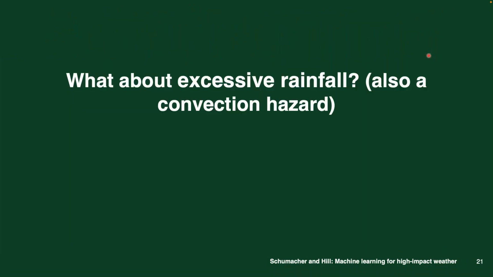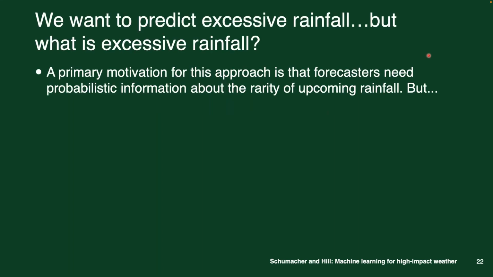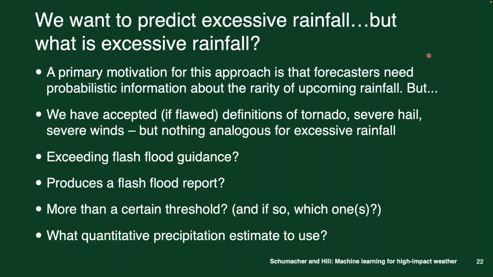Next slide. So we've talked about severe weather, but we do want to touch on the fact that we do this for precipitation, which is also a convection hazard. One of the big problems we have with rainfall, though, is we don't have a great definition. And forecasters need probabilistic information about these rare events.